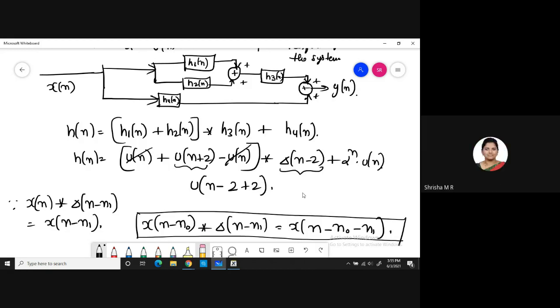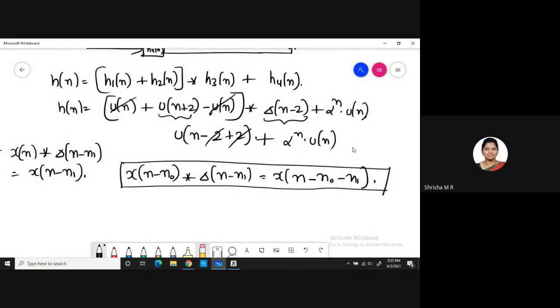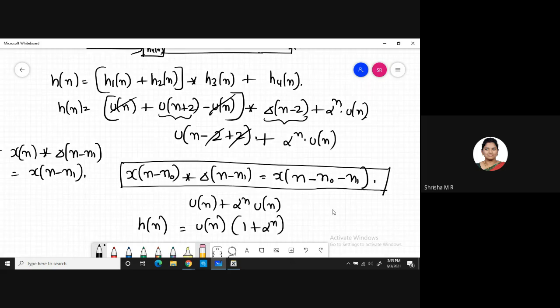So you will have u of n minus 2 plus 2, plus alpha to the power of n into u of n. Minus 2 plus 2 gets cancelled. You are left with u of n plus alpha to the power of n into u of n. Take u of n common, you will get u of n into 1 plus alpha to the power of n, which is your h of n. Got it? Clear?